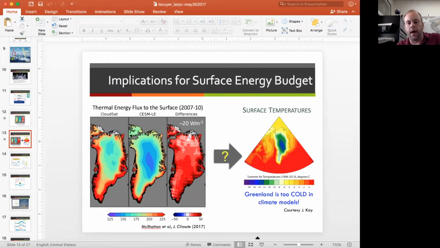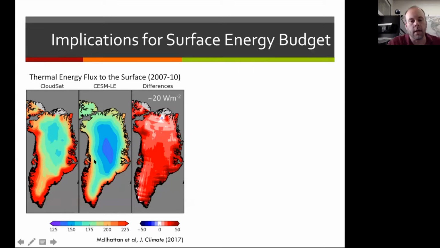And so what we found, when we looked at the fluxes, is that this directly leads to an underestimate in the amount of long wave radiation that's incident on the surface in the CESM models. So you can see here our flux estimates from CloudSat are higher than the corresponding downwelling long wave radiation in CESM in every spot on the ice sheet. And even when you integrate over the entire ice sheet over the whole year, CESM has about 20 watts per square meter too little downwelling long wave radiation over the ice sheet.